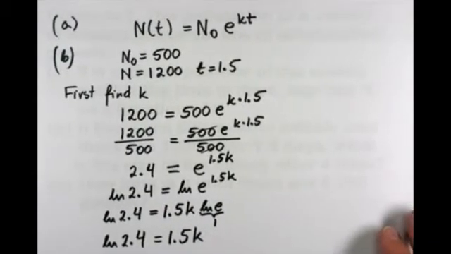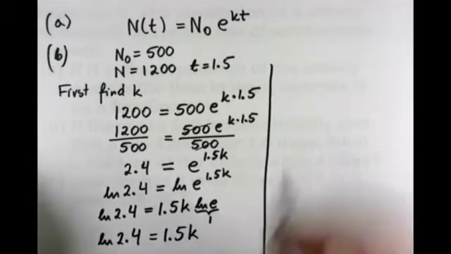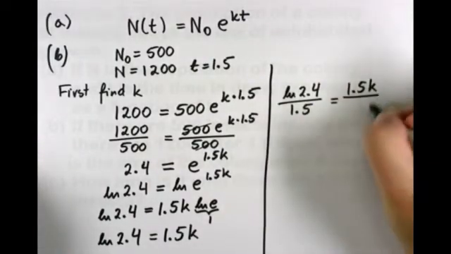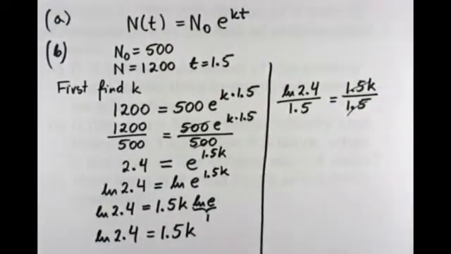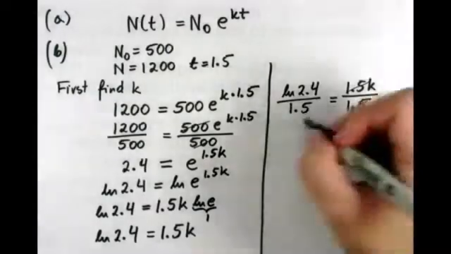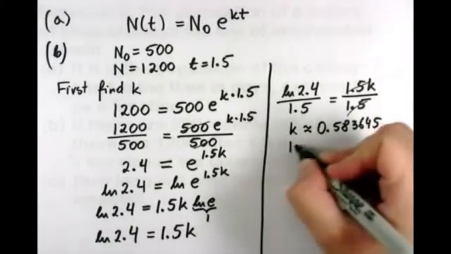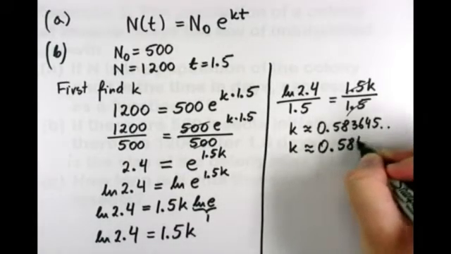Now to solve for k, we need to divide by 1.5. So we have ln 2.4 divided by 1.5 is equal to 1.5k divided by 1.5. The 1.5s cancel out, and we can use the calculator to get the approximate value of k. And the constant is 0.5836 and keeps going. So k is approximately 0.583645 and keeps going. So I'm gonna approximate to 3 decimal places. After that is 6, so I'm gonna round it up. 0.584 is my constant.